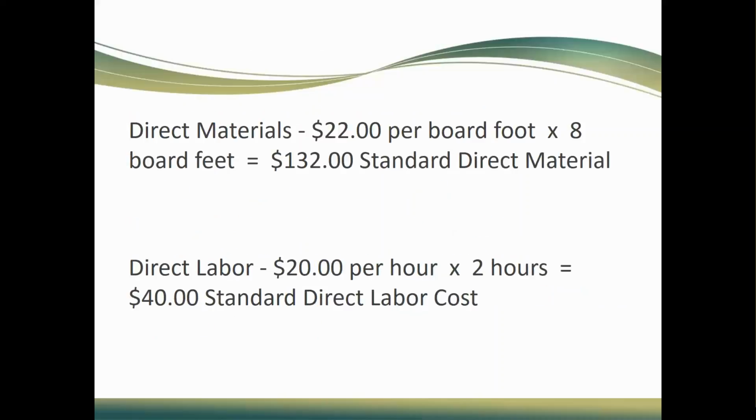To determine the standard cost, direct materials, we're going to take the $22 per board foot times the 8 board feet, and it would be $132 standard direct material cost per table. Direct labor, $20 per hour. It takes 2 hours. 20 times 2 is $40 standard direct labor cost.